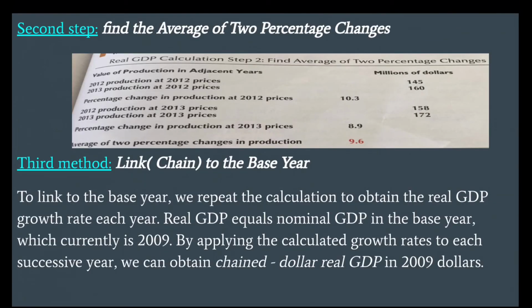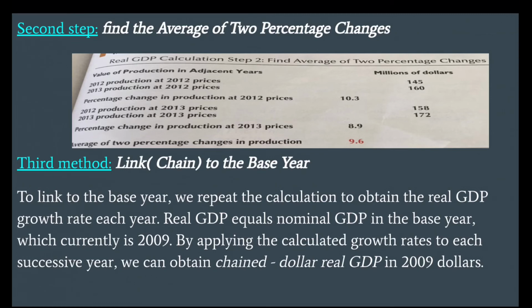Second step, find the average of the two percentage changes. So we take the value of production in adjacent years, that is 2012 production at 2012 prices and 2013 production at 2012 prices. The percentage change in production at 2012 prices is 10.3. In the same way, we compare 2012 production at 2013 prices with 2013 production at 2013 prices. The percentage change in production at 2013 prices is 8.9. The average of the two percentage changes in production is 9.6.